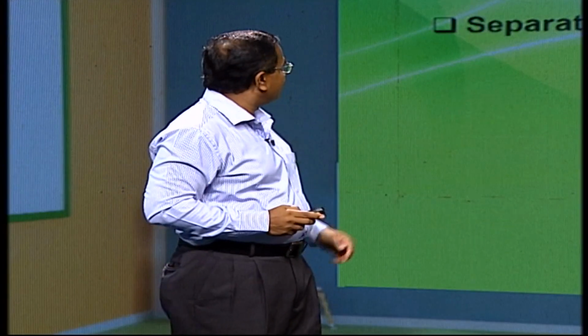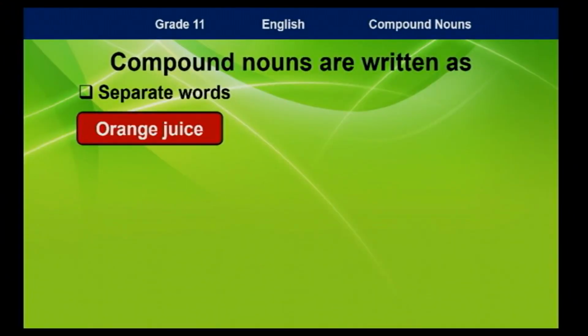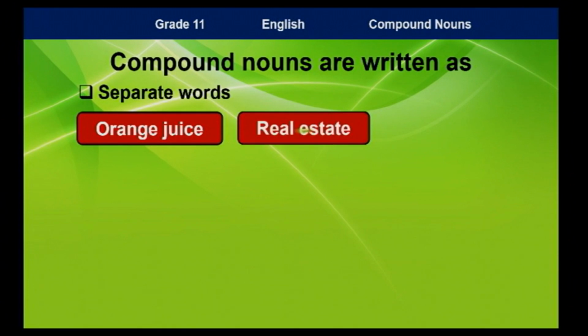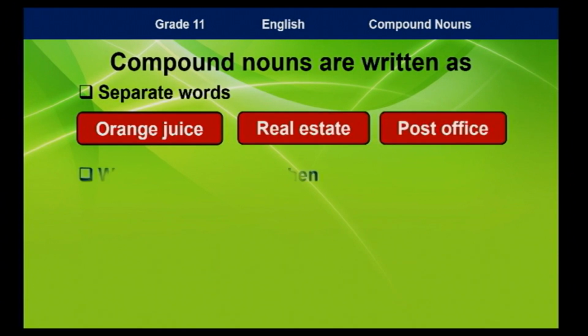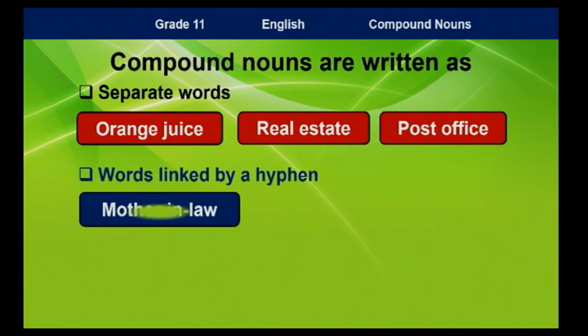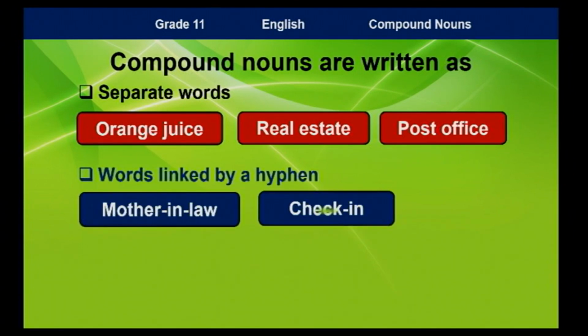Yes, I think you have already taught our students one way, it stands as one and then as two separate words. Good. What is the next one, sir? Good. Now that is what we are going to discuss in this slide. In some of the compound nouns, they stand as one word, some as two words, some as hyphenated words. Look at these examples. They stand as two separate words: orange juice, real estate, post office. And this one, mother-in-law, check-in, check-out. They stand as hyphenated words.